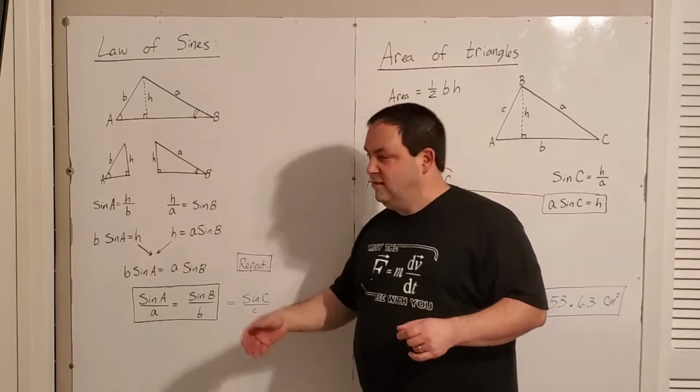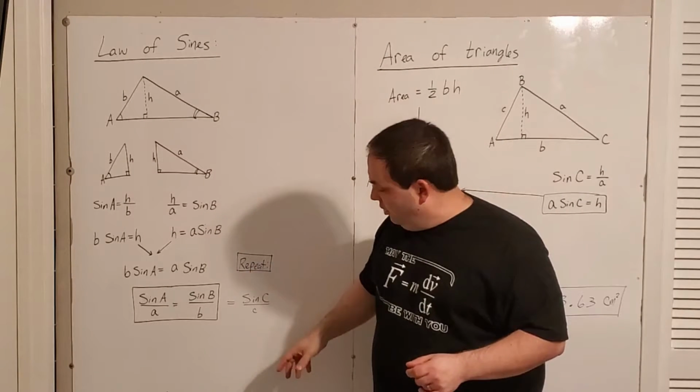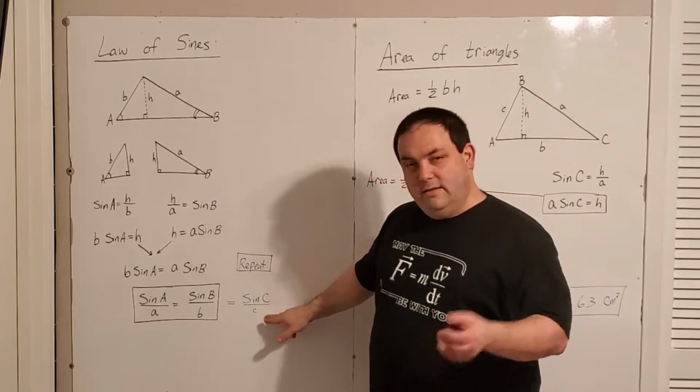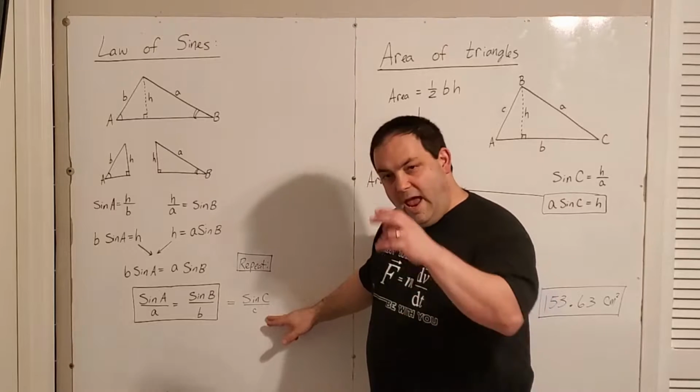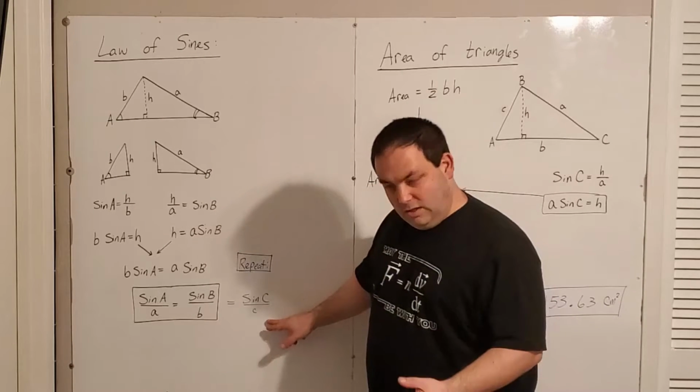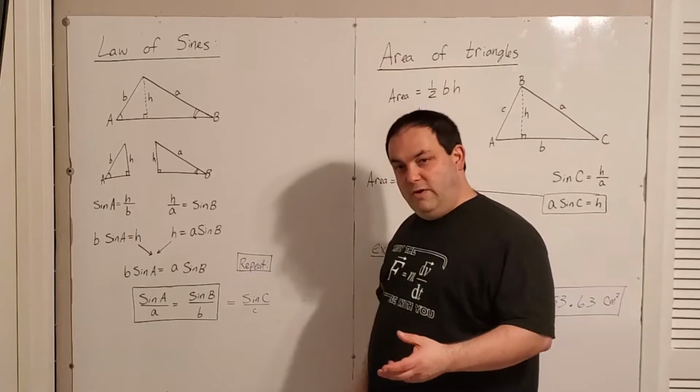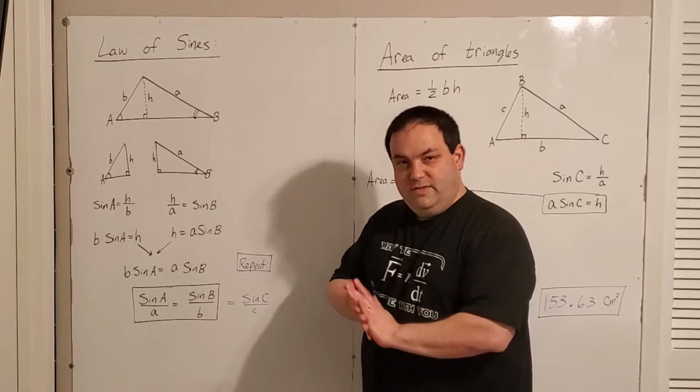And if you go through that process again with the third side and the third angle, you can actually show that through the same process, the sine of angle C over the length of c is also equal to that same ratio. This is called the law of sines.